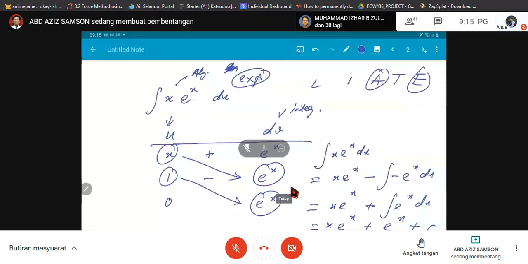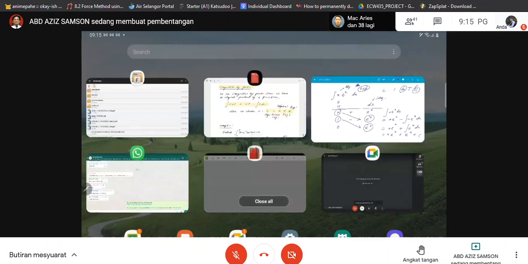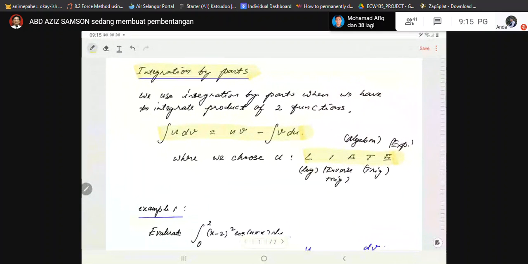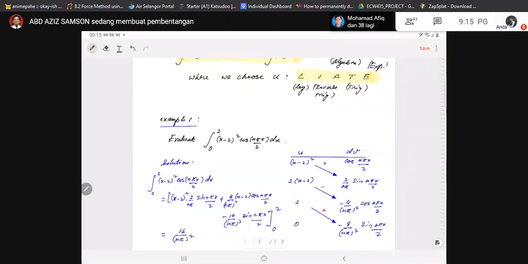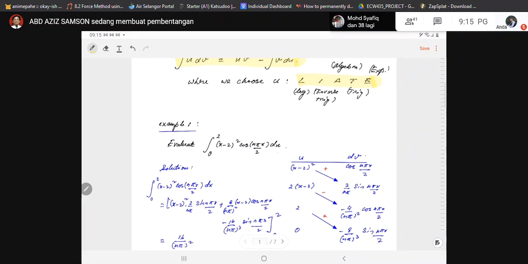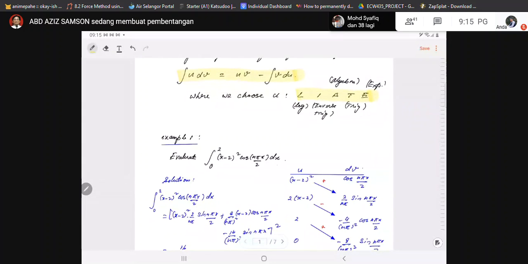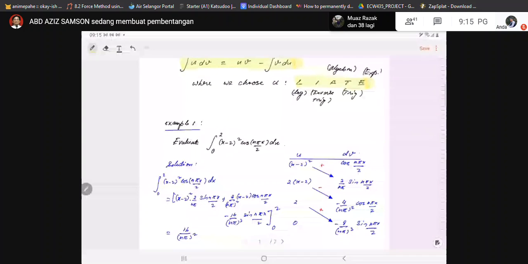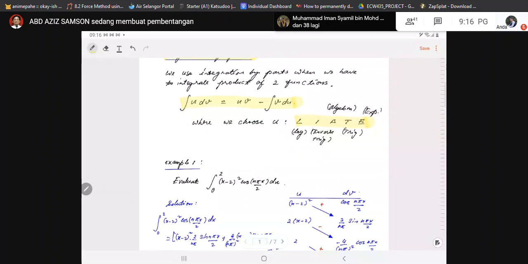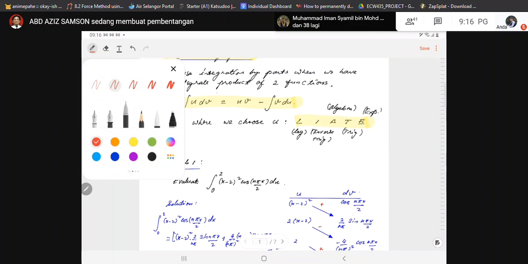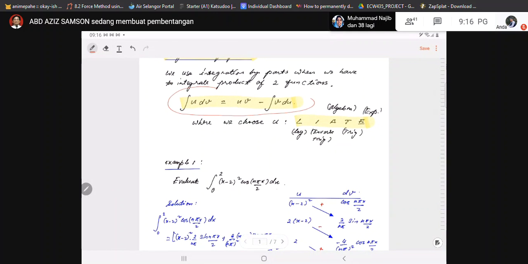So what I want to do in these examples that I have is the same thing. We want to integrate. We want to evaluate this, x squared times x minus 2 squared cos n pi x over 2 dx. Because we have to do this several times, if we use the above method you can, but to make it easier, we use tabular integration.